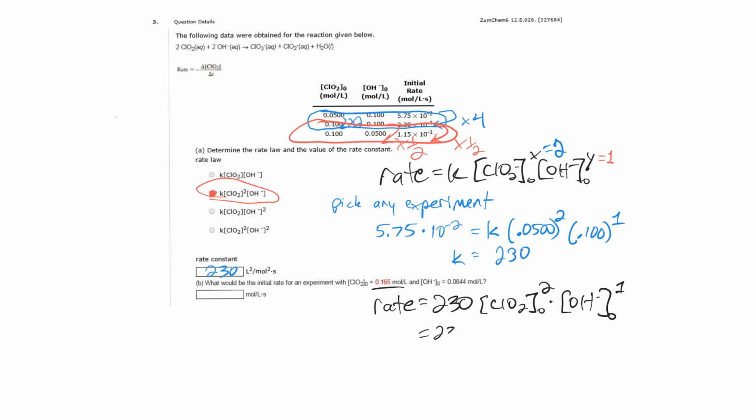So that would be 0.165 squared, and we'll multiply that by 0.0844. Plug that into your calculator, and we arrive at 0.528. And rates are stated as moles per liter per second. And so we just write that down.